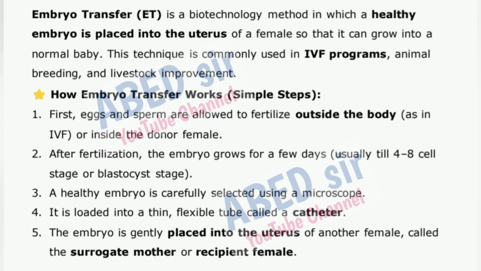How embryo transfer works? Simple steps. 1. First, eggs and sperm are allowed to fertilize outside the body, as in IVF, or inside the donor female. 2. After fertilization, the embryo grows for a few days, usually till 4 to 8 cell stage or blastocyst stage. 3. A healthy embryo is carefully selected using a microscope. 4. It is loaded into a thin, flexible tube called a catheter.